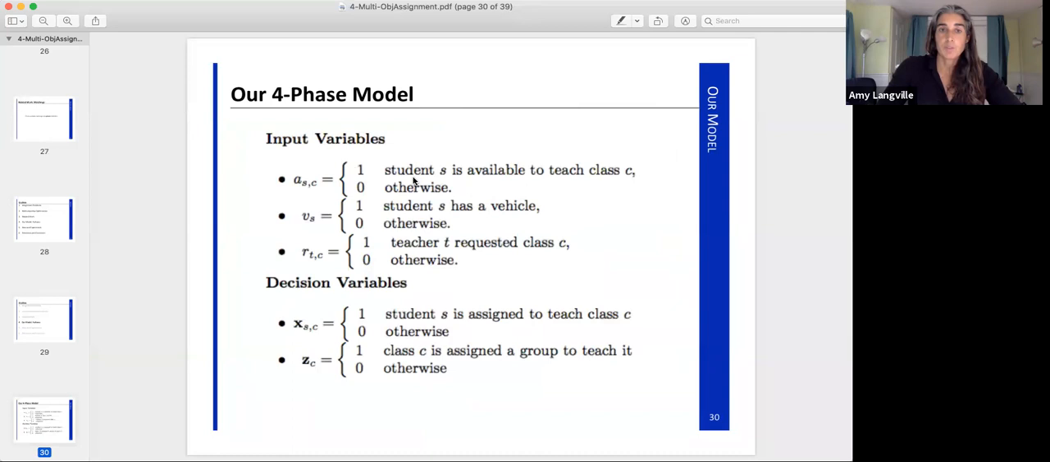Some input variables: if the student was available, this was just a binary 0 or 1. This is data, maybe variables is not the right word. These are just input data. 0 or 1 if they had a vehicle, and if the teacher requested class C. Then the things that she was actually deciding was assigning a student S to a class C. And then whether class C actually got a group assigned to it, because remember, there could be some unassigned middle school classes. She needed that, I think, for the diversity constraint.